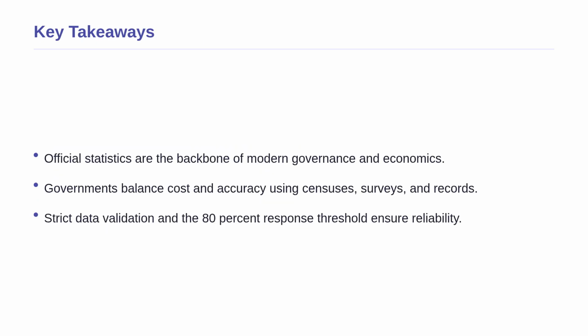We have covered a lot of ground today. Let us review the most important ideas. First, the collection of official statistics is the backbone of modern governance and economics, guiding everything from political boundaries to interest rates. Second, governments use a mix of censuses, sample surveys, and administrative records to balance cost, speed, and accuracy.